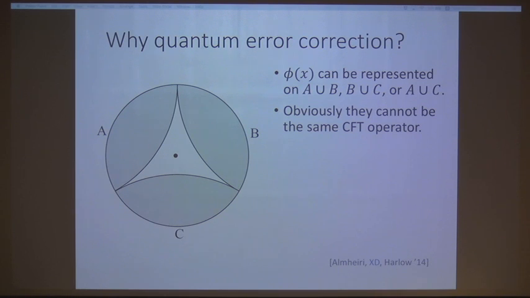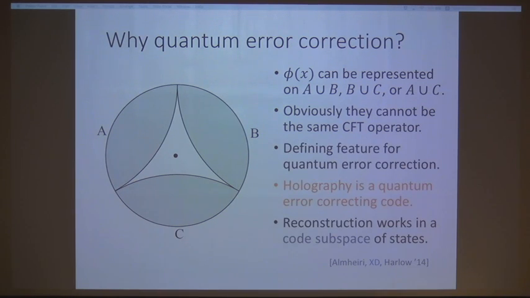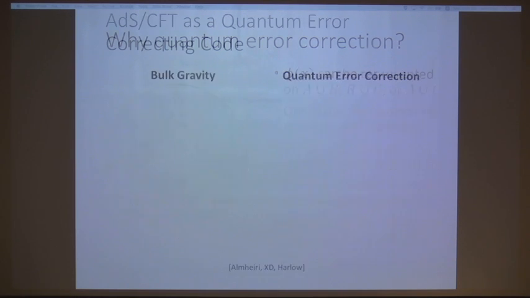And the resolution of that is that, well, this is the defining feature of quantum error correction. We can find the same information in many different ways. That's how, if we lose some part of the system, we don't care too much. So holography is a quantum error correcting code. And we should think of these reconstructed operators as having the same action. They're different operators, but they act in the same way in the code subspace of states.